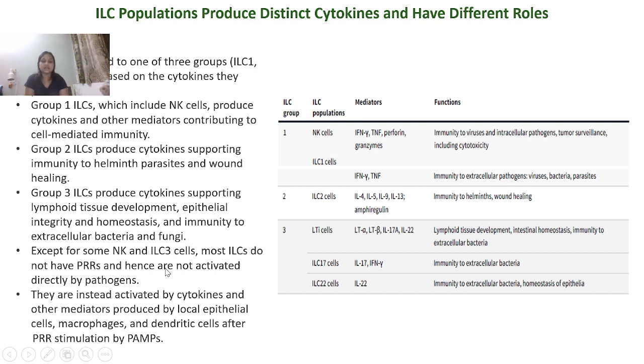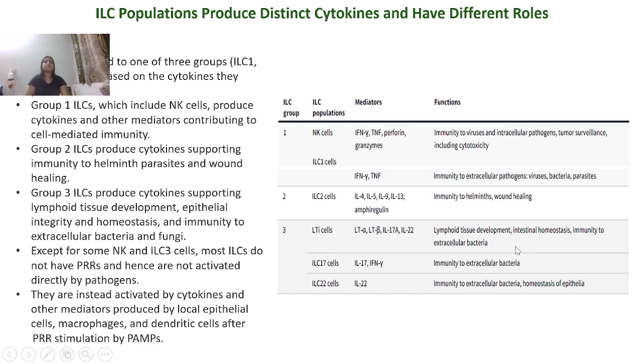do not have PRRs and are not activated by pathogens. They are instead activated by cytokines and other mediators produced by local epithelial cells, macrophages, and dendritic cells after PRR stimulation by PAMPs. So not every ILC has these PRRs except NK cells and ILC3 cells. Others have other receptors or are activated by cytokines and other molecules, and they will help in the clearance of the pathogens.